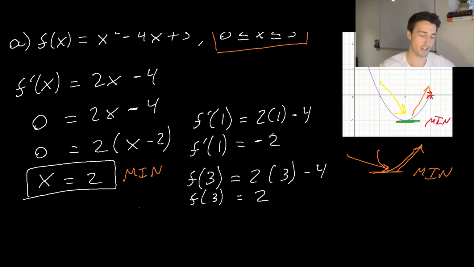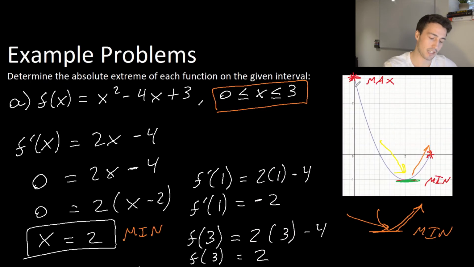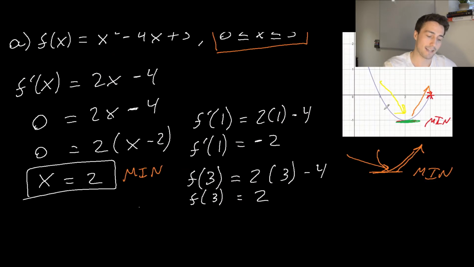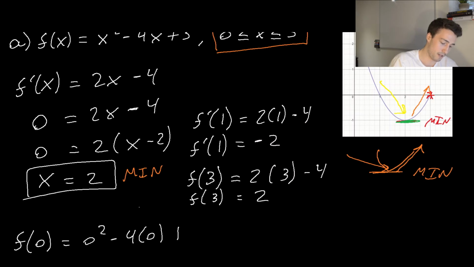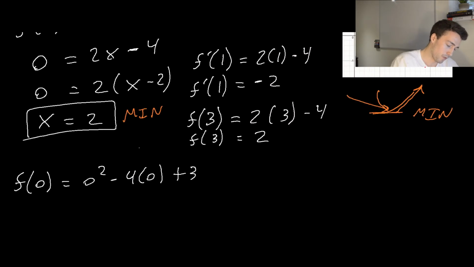And lastly, we're going to evaluate the function at the endpoints because that's where it's bounded. So if we look at this function, clearly there is no maximum point that's traditional where the slope would be 0 like that, but we have an endpoint, so we definitely have a maximum. So what we could say is that the value of the function at 0 is going to be 0 squared minus 4 times 0 plus 3. So here, our max value would be a value of 3. So this would be our max.